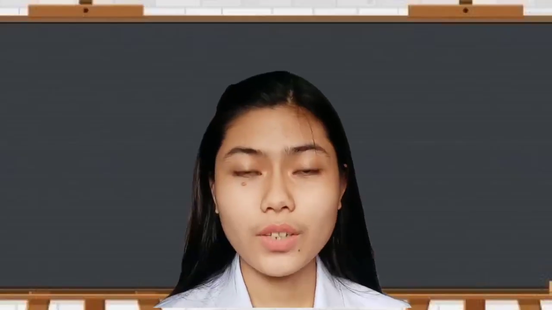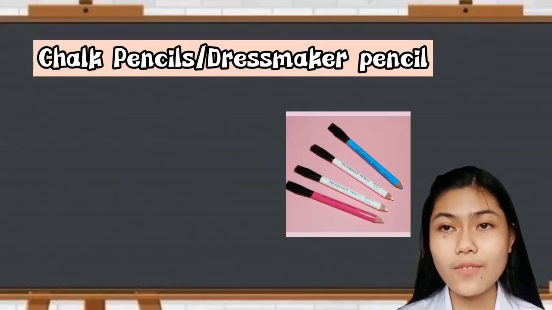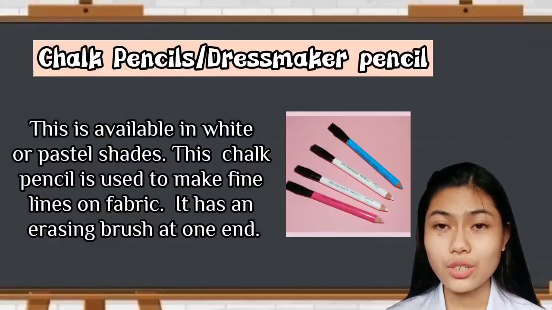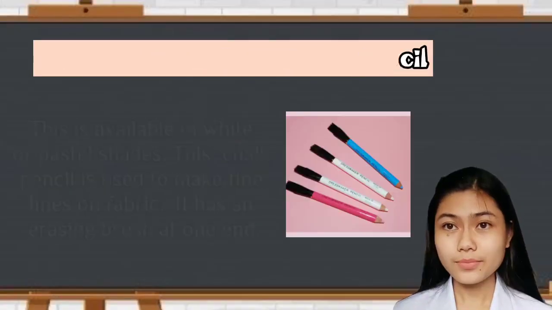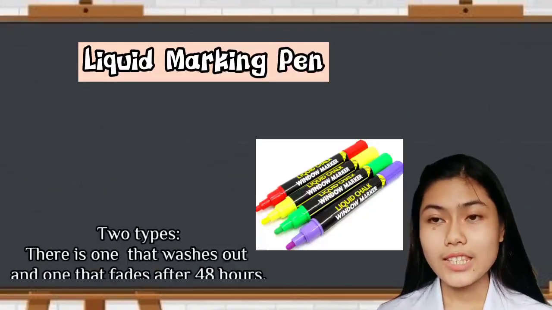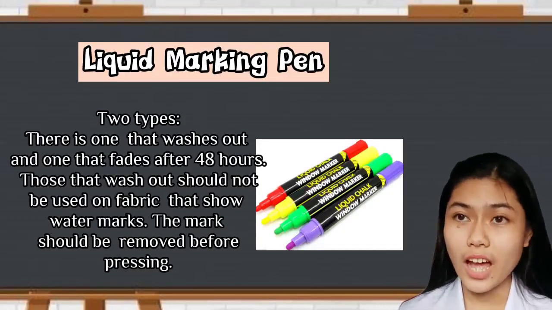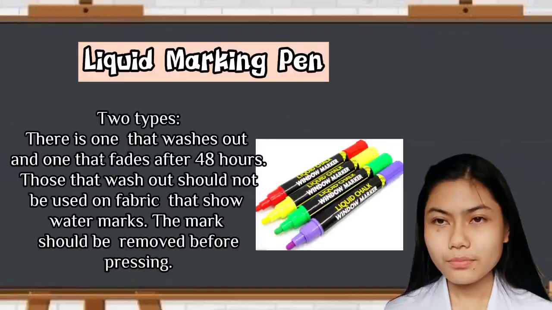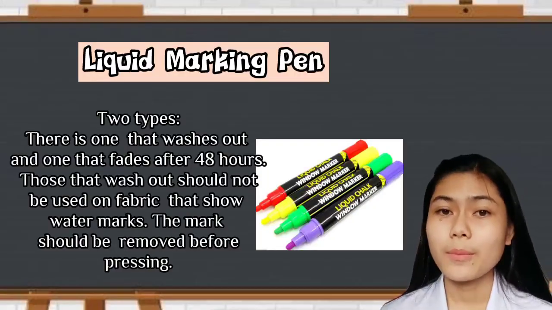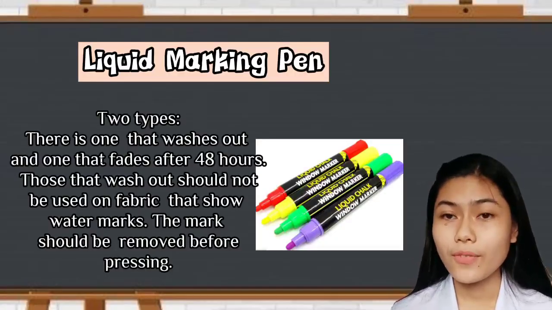In marking tools, we have 6 types of marking tools. First, we have the chalk or dressmaker's pencil. It is available in white or lighter colors. It is used to make fine lines on fabric, and it has an erasing brush at one end. We also have the liquid marking pen. It comes in 2 types. The first type is the one that washes out, and the other type is that which fades after 48 hours. Those that wash out should not be used on fabric that shows watermarks. The mark should be removed before pressing the fabric.